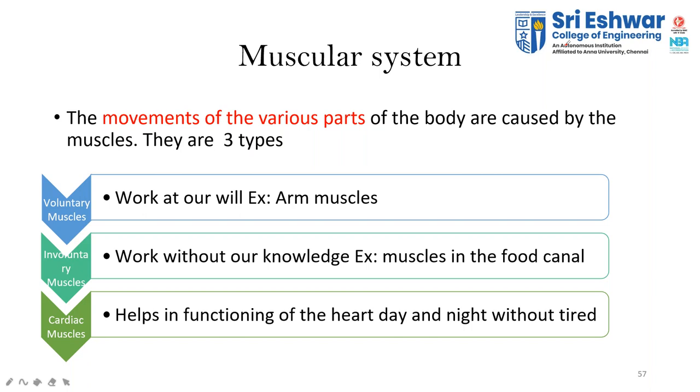What is involuntary muscle? It works without our knowledge. Example, the food canal. I'm not ordering my food canal to work. It is working automatically. That is not in our control, but moving your arms and legs is under our control. Whatever muscles are under our control come under voluntary muscles. Whatever we do not have control over comes under involuntary muscles. And next is cardiac muscle. Cardiac muscle helps in the functioning of the heart day and night without tiring. Without any tiredness, your heart function keeps on going. This comes under the third classification of muscle, that is cardiac muscle. Three classifications: voluntary muscle, involuntary muscle and cardiac muscle.